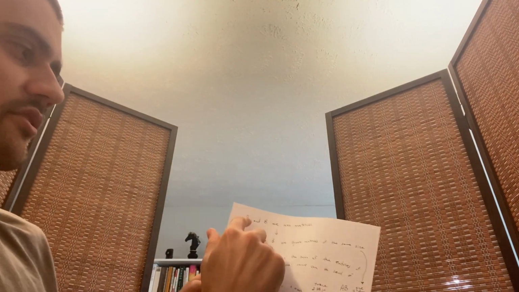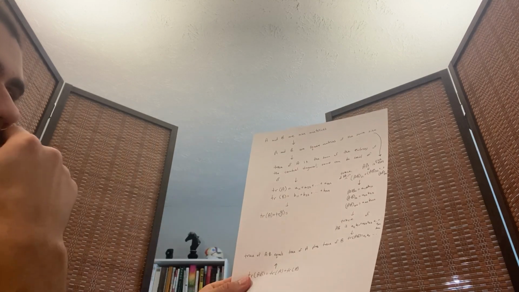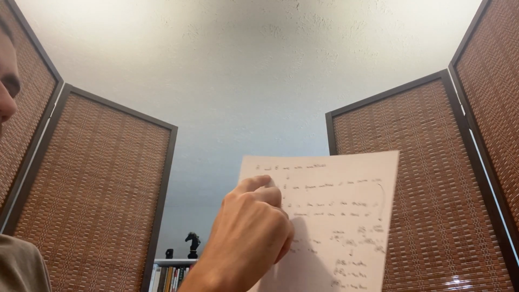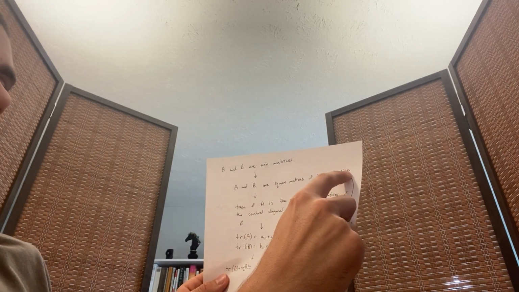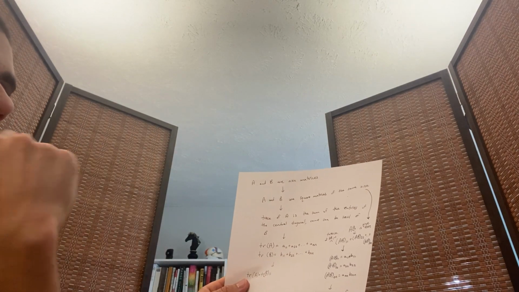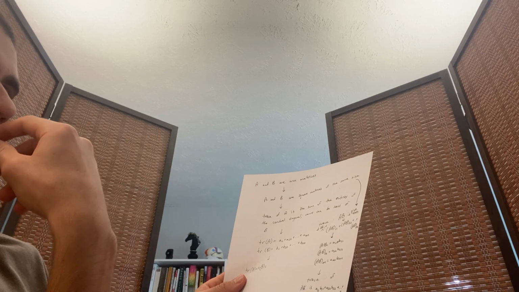We're trying to prove that if A and B are n times n matrices, then the trace of AB equals the trace of A plus the trace of B. I'm basically saying, if A and B are n times n matrices, then A and B are square matrices of the same size. If A and B are square matrices of the same size, then A times B is of size n times n.